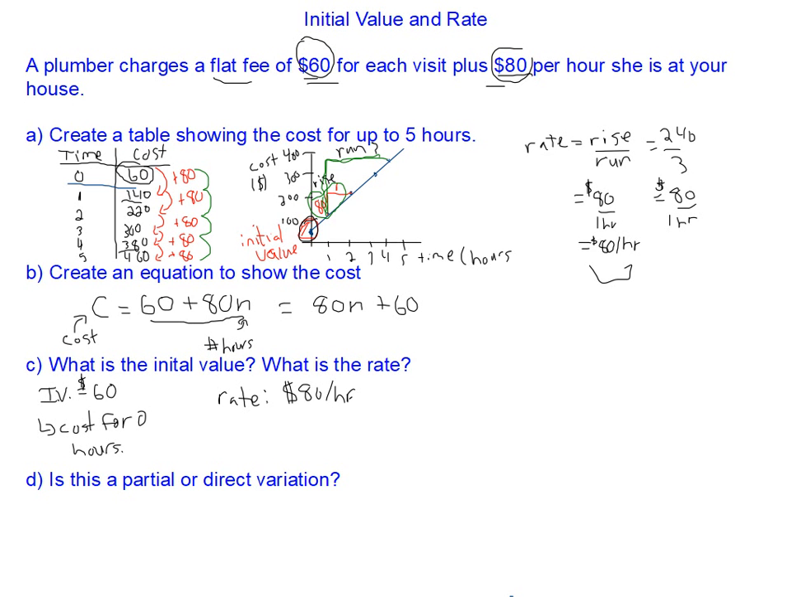Now, this goes back a little ways, talking about direct and partial variation. Just a reminder, a direct variation is a relationship that passes through the origin. So in other words, it costs $0 for 0 hours. So this is what we call a direct variation. Whereas this one here is a partial variation.